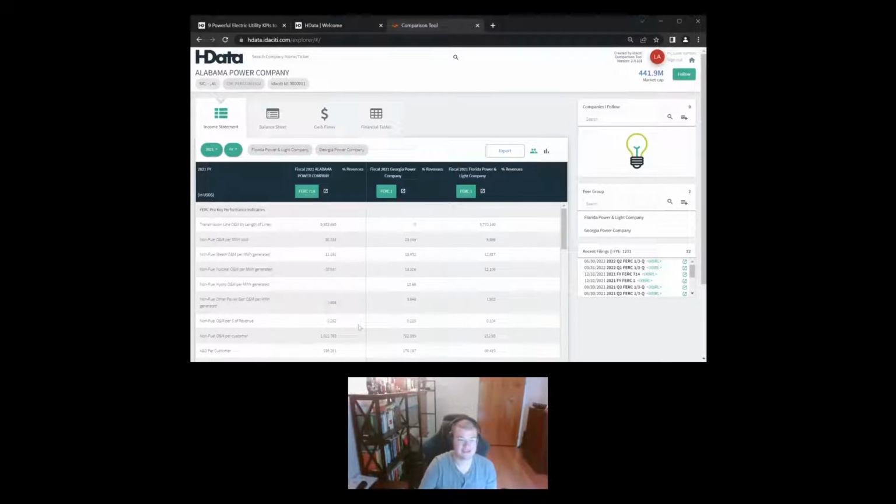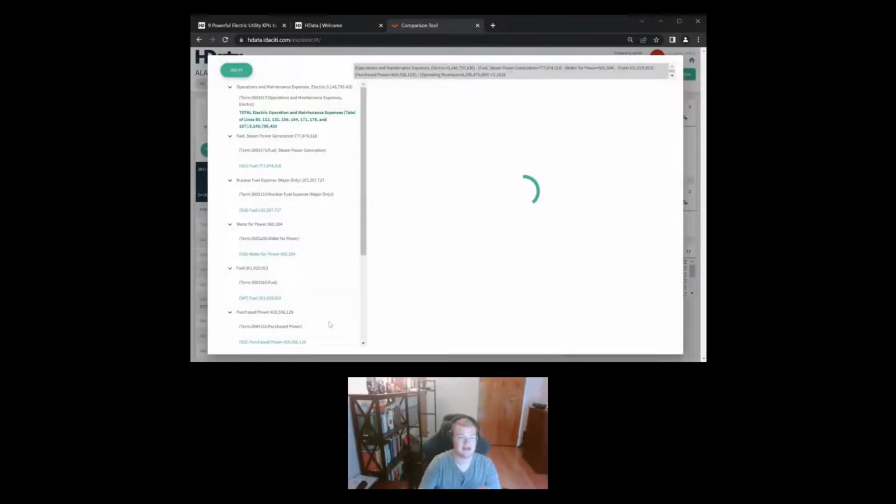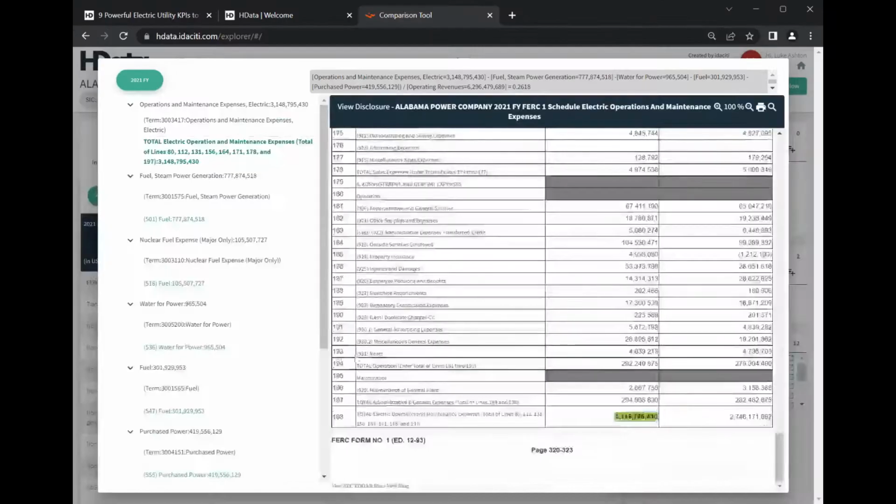But for example, if I want to take a look at that data point, what I think is unique and what we've been able to do with the XBRL that the FERC has created is we can click on this number and then actually dive into the form itself and see where all these individual components are coming from in this calculation. So we're looking at total electric O&M expense. That is line 198, page 320. You can see that's highlighted in this little green here.